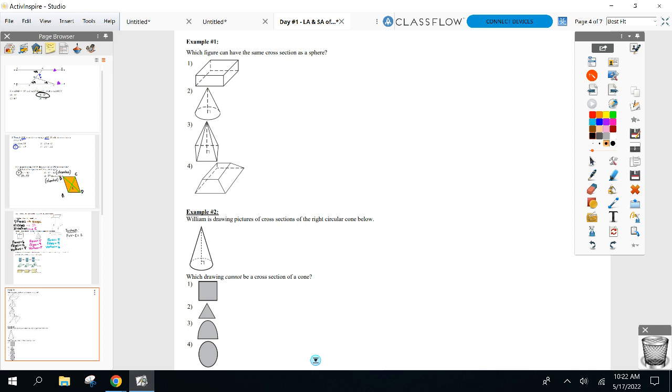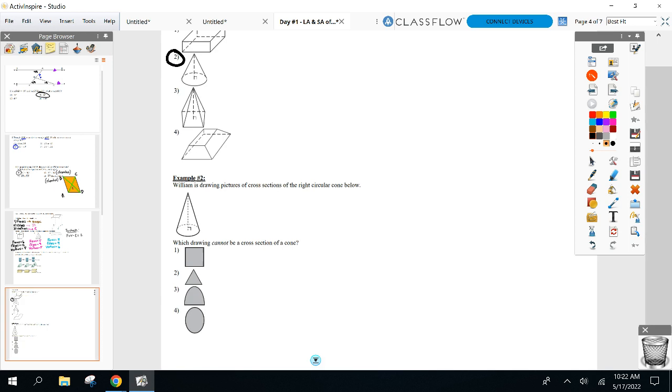Does anybody know what this is called? Cone, yep. If you slice a cone horizontally and hold it up, you'll see a circle. Nowhere else can I get a circle when I slice it of those other 3 figures. All right, what about 2?